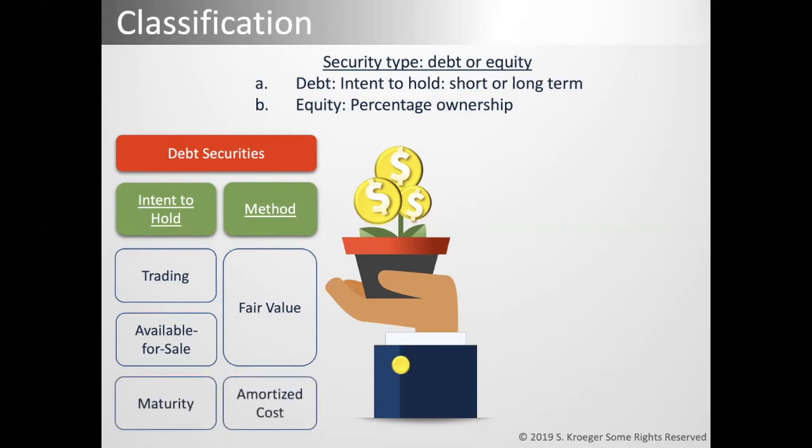Bonds can also be held to maturity. In this case, we will use the amortized cost to report it on our books. However, we will not be covering this method in this course. This topic will be covered in an intermediate accounting course.